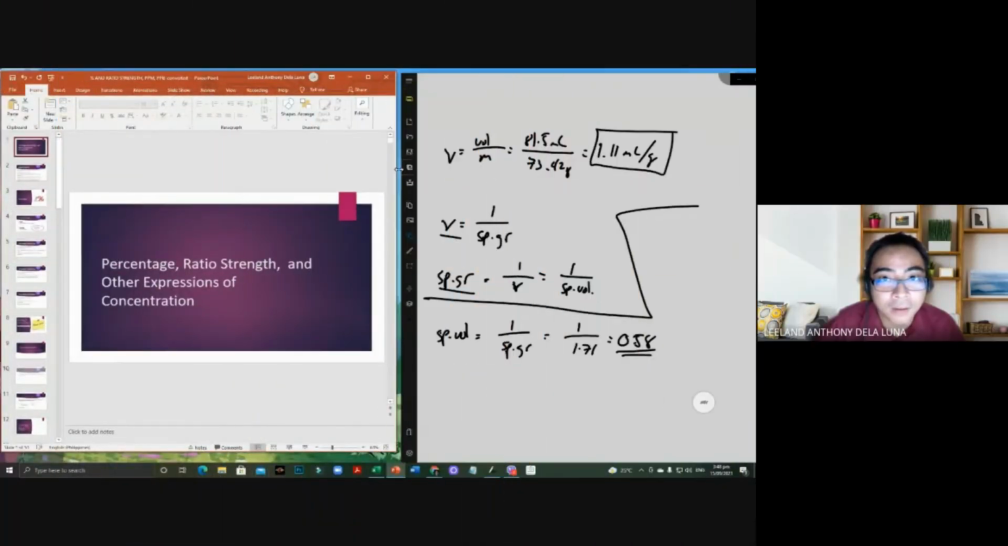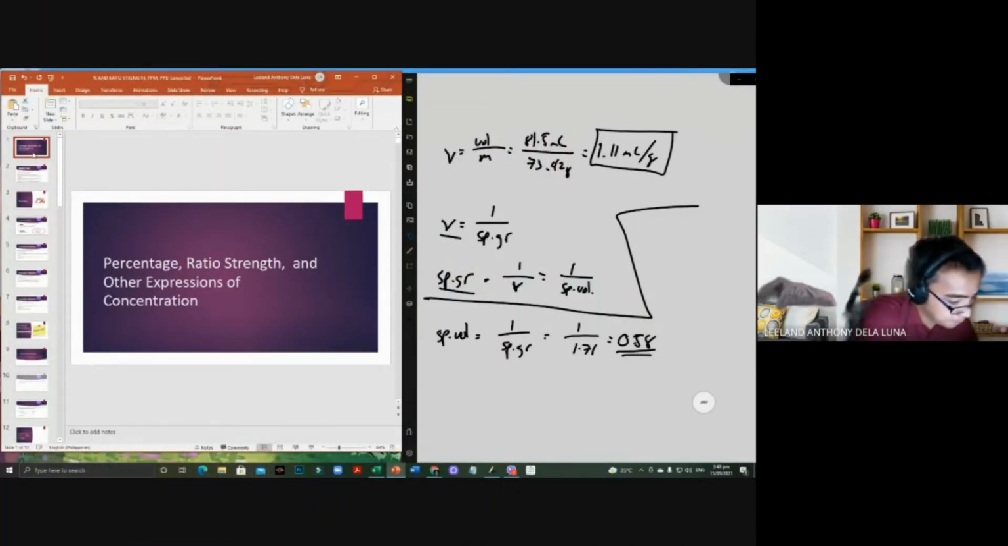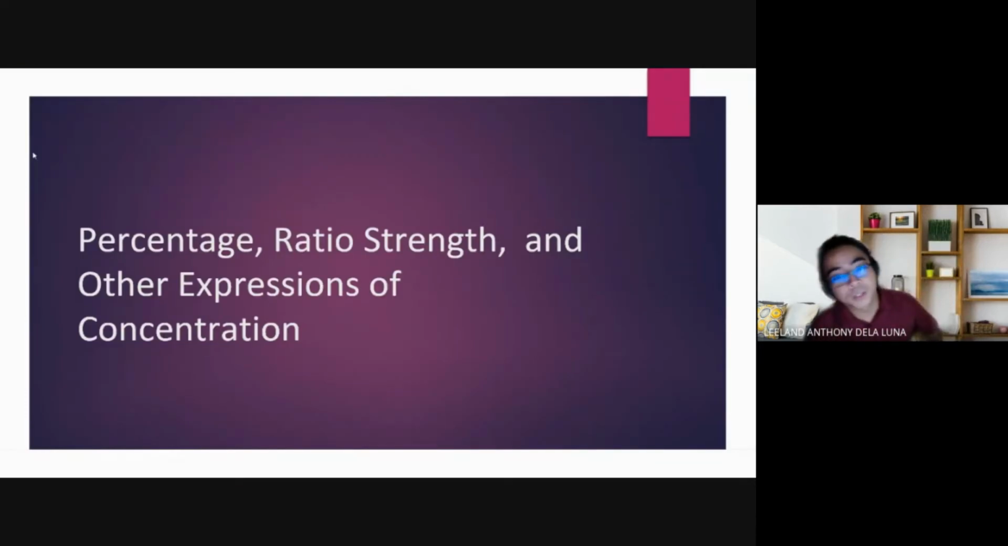Now, class, let's talk about our next lesson, which is all about percentage, ratio strength, and other expressions of concentrations. So how do we express the concentrations of our solutions? Basically, class, we can express the concentration of our solutions in so many ways. You discussed before molarity and normality, that's one way of expressing concentration. Another way, class, would be through percentage.